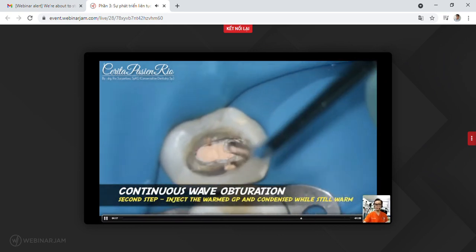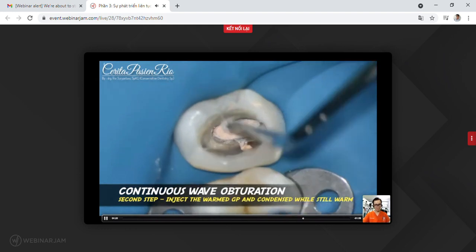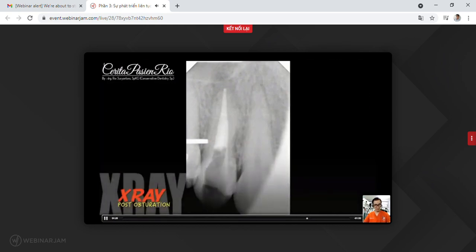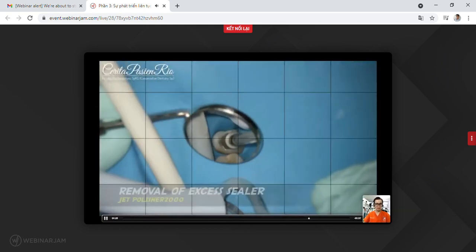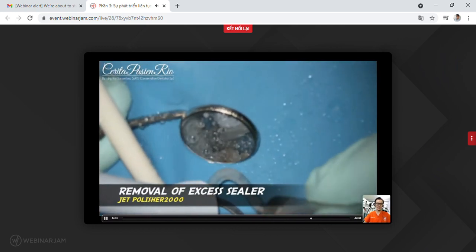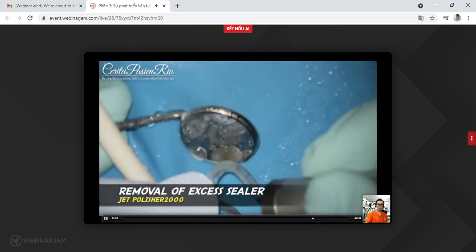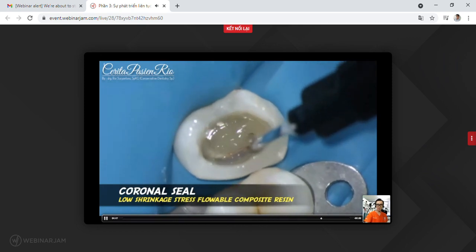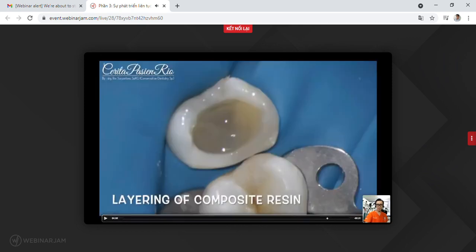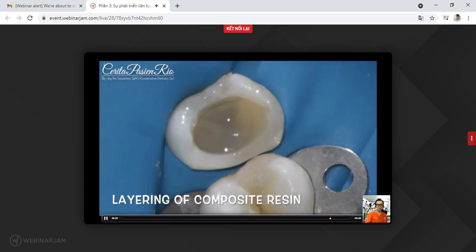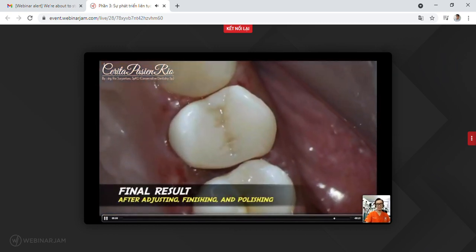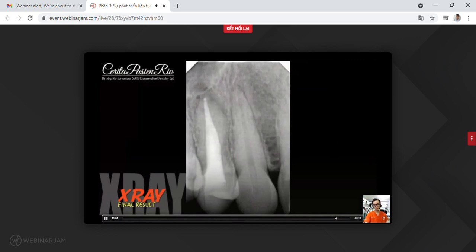After having the canal hermetically filled, I have to remove the excess sealer using jet polishers. And then I have to fast forward this video because we have a lack of time. Doing a coronal seal, and after 1 week, I do a proper composite resin placement here. Actually, this should be a crown, okay, but we have no time.